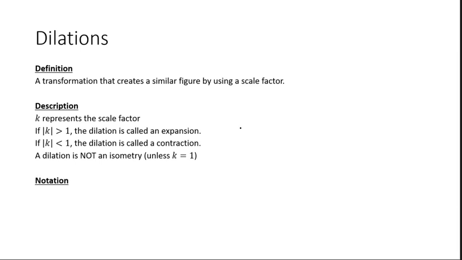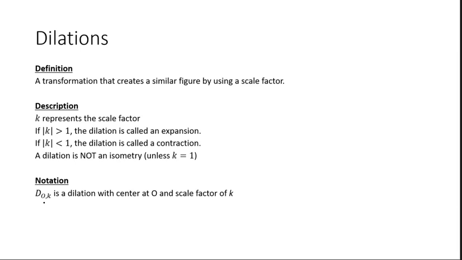Now, with notation of a dilation, we use the first letter of the word dilation, so we use the letter D to represent a dilation. Then we have a center point, and then we have the scale factor. So O is the center in this case, and the scale factor is the letter K. Typically, K is just some number. It could be a fraction, could be negative even, and the center doesn't have to be the point O. It could be a different point, like point A, B, C, etc.